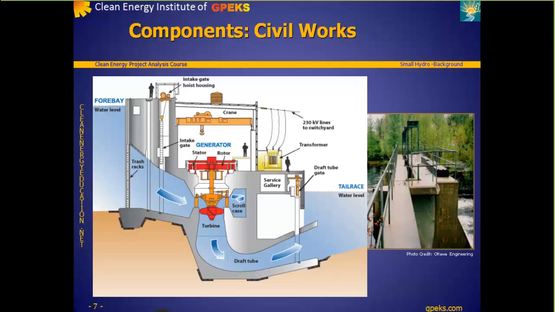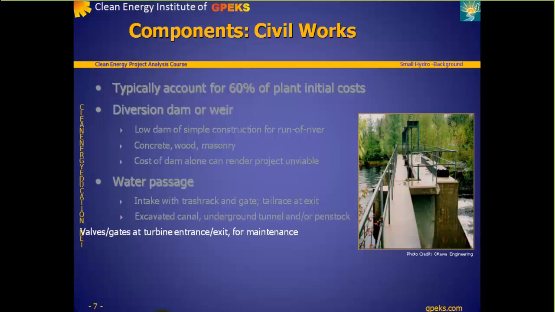Valves and steel or iron gates at the entrance and exit of the turbine make it possible to shut off flow for maintenance or shutdown.